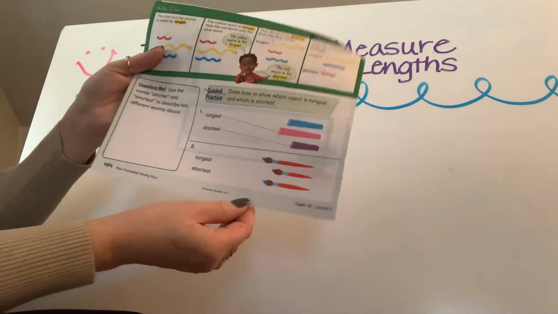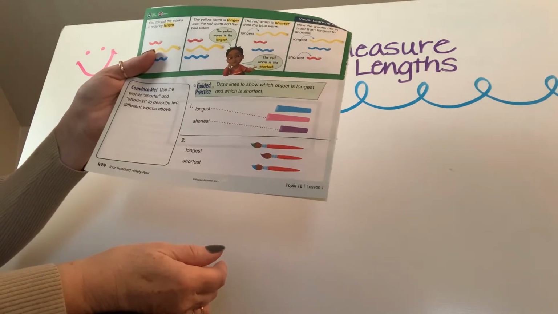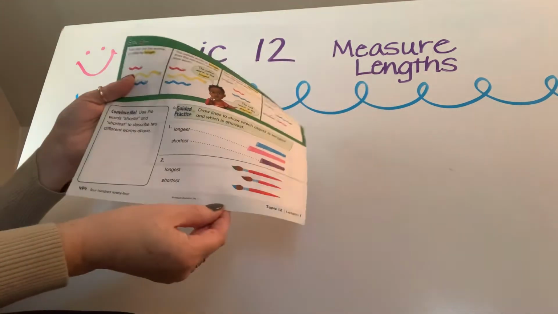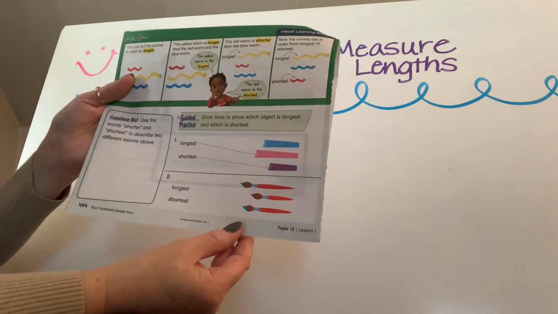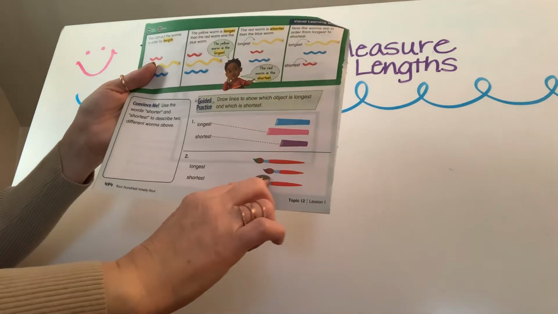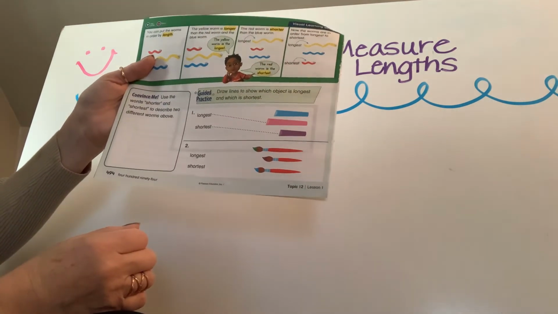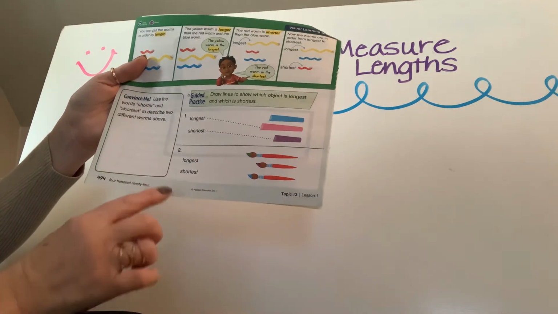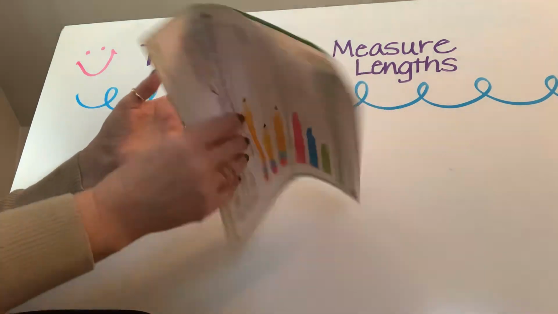Let's do number 2. Longest and shortest. Wow, this one I really have to look close. That could be a real tricky one, isn't it? Luke, what do you think for the shortest? Purple, absolutely. The purple one is the shortest. And Elijah, what do you think is the longest? You are absolutely correct. The longest is the green paintbrush.